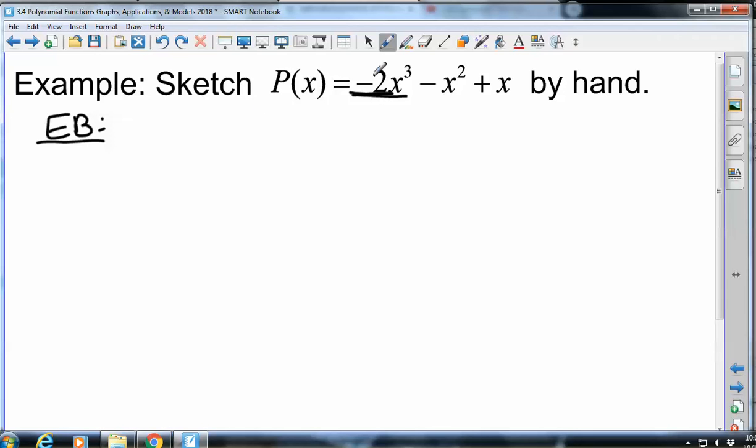Normal x cubed is down up, but the negative would flip it. So it's going to be up down. So remember, odd powers look like x cubed. Even powers look like x squared, and if you have a negative coefficient, that flips it.